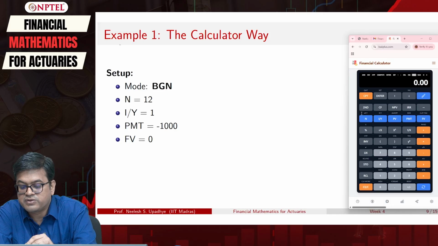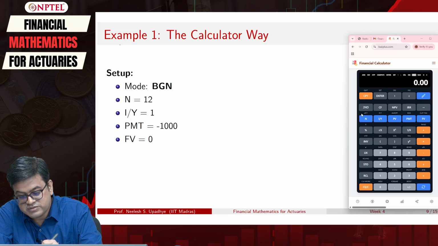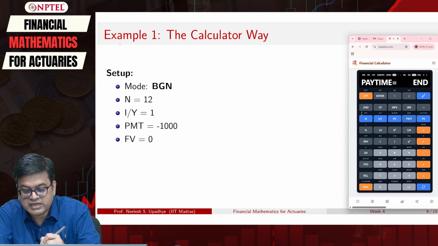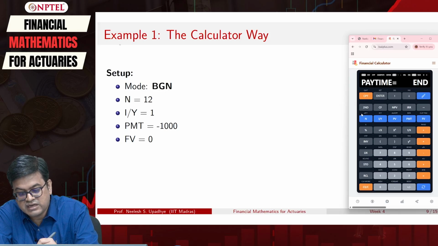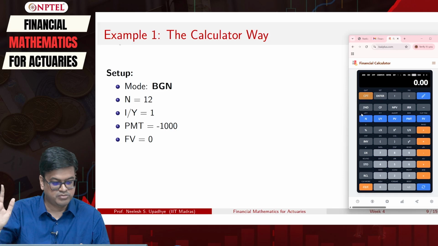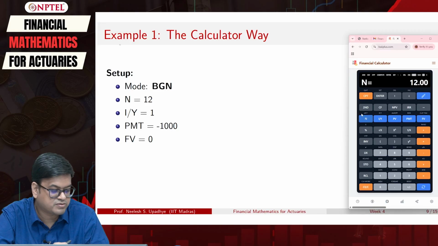Okay, so let us again press second, clear TVM. Now I am setting to end mode, correct? So what I will do, I will go to second, I will go to BGN, payment is at end, so I will set, I make it BGN, then I will quit. Okay, so now it is in BGN mode.